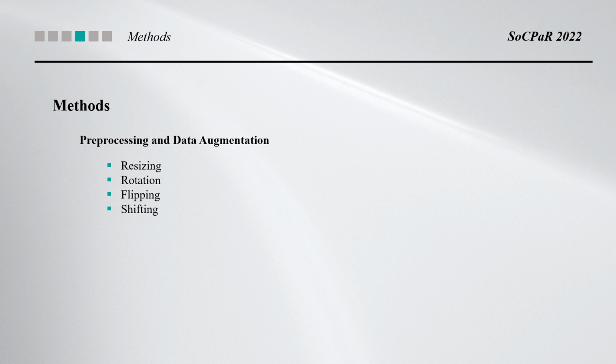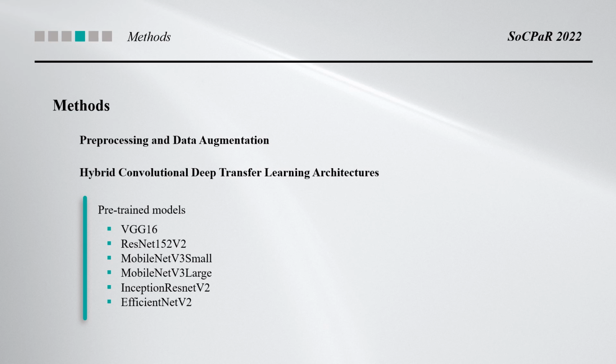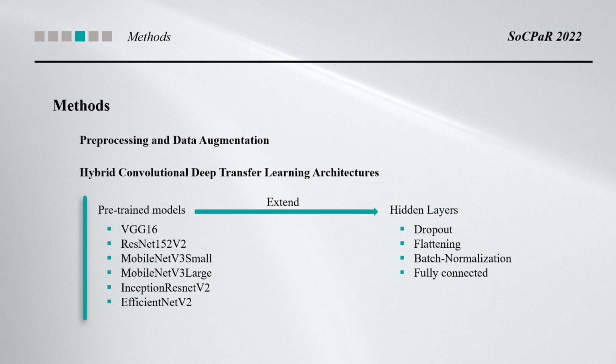In the methods section, for fine-tuning the pre-trained models based on the dataset, in the first step, we applied resizing, rotation, flipping, and shifting for pre-processing and data augmentation. Next, we use 6 CNN-based pre-trained models that have earlier shown great performance in image classification, including VGG16, ResNet152v2, MobileNet v3 Small, MobileNet v3 Large, Inception ResNet v2, and finally EfficientNet v2. Following these models, we further extend the networks and build 5 different architectures for each pre-trained model.